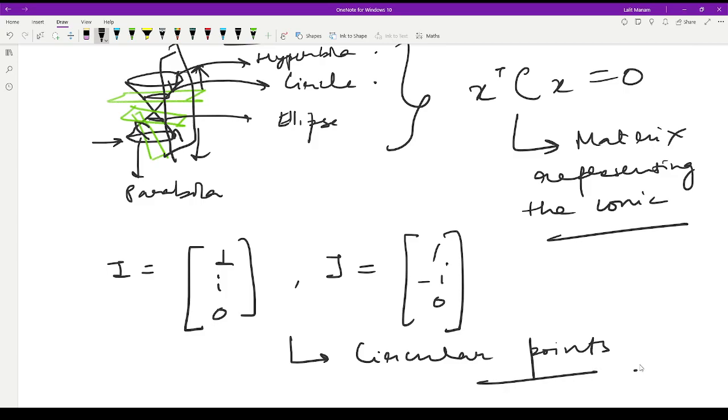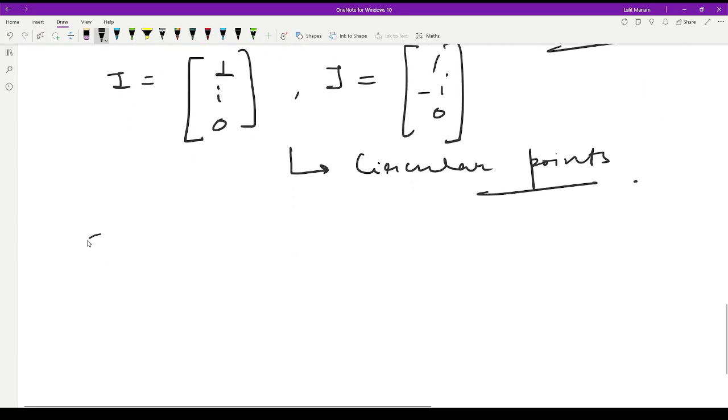So these are the circular points, and when you define C infinity star as I times J transpose plus J times I transpose, what kind of matrix will it be? Will it be a symmetric matrix? Yes, sir. As you can see, we are taking the outer product of two vectors. This is one outer product. This is the other outer product. So it will lead us to a symmetric matrix.